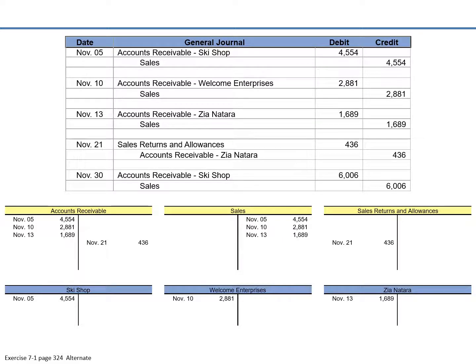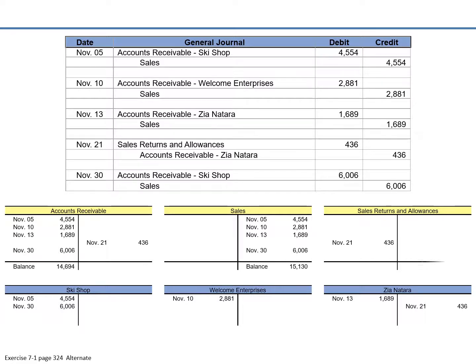Then we've got a sales returns and allowance from Zia Natara, right? So we debit sales returns and allowances and post that to the left side of our T account. Credit accounts receivable and post that to the right. And then we post that to the right side of the Zia Natara subsidiary ledger, right? Our last transaction, post to accounts receivable and sales, and then it gets posted to the subsidiary ledger for Ski Shop, right? Sum up all of our balances.